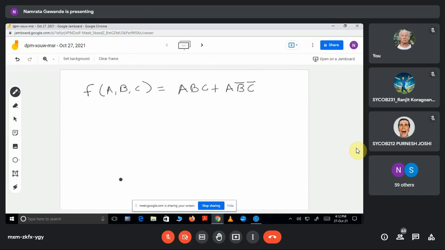Okay, tell me students, whether this is the SOP expression or POS expression. SOP. Right, because this is the sum of product terms. A, B, C means this is nothing but A dot B dot C, right? And there are two terms present. The addition of those two terms is nothing but the SOP form.